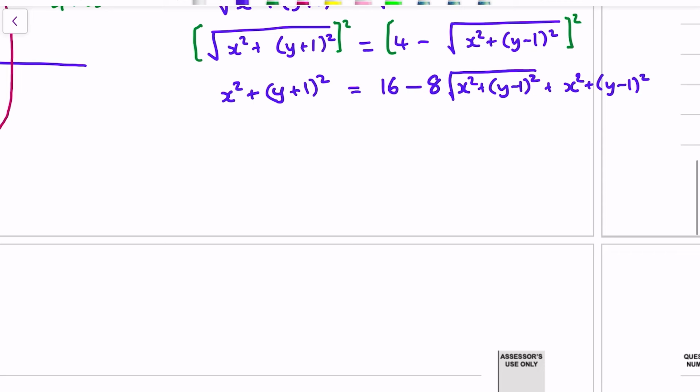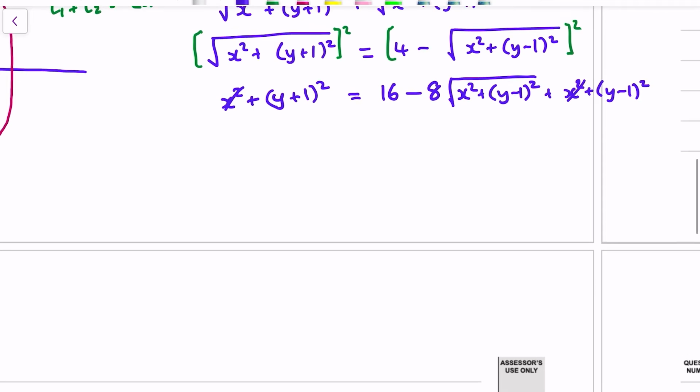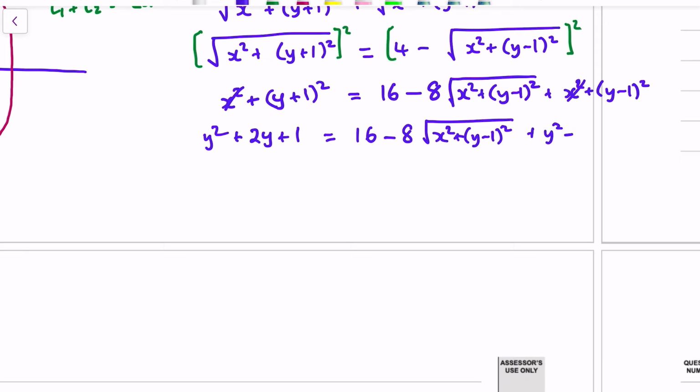X squareds cancel. So do the y squareds that are in both of those quadratics. Y squared plus 2y plus 1. Y squared minus 2y plus 1. You can cancel off the 1's and the y squareds. Move the minus 2y to the left hand side. 4y minus 16 equals negative 8.